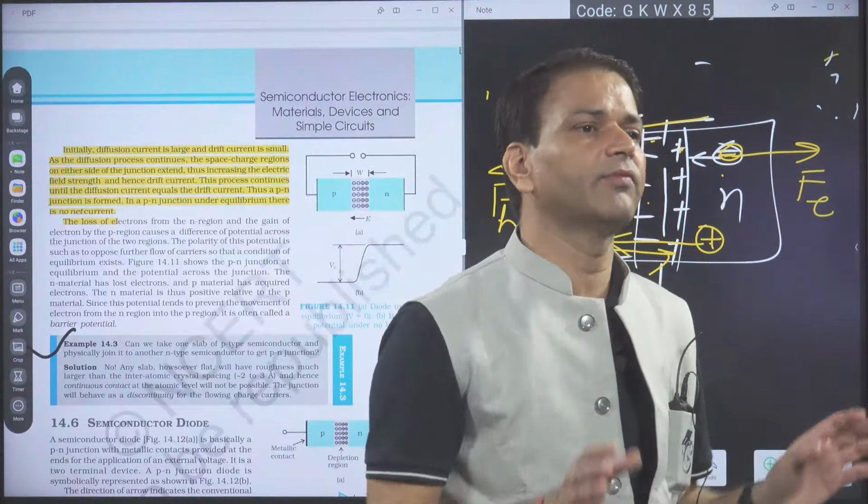What is the breakdown? In the reverse bias, when the applied potential equals the breakdown potential, what will happen? A large number of charge carriers will be produced and they will move in the direction of the minority carriers. So that's why a large current will flow. That condition is called the breakdown.